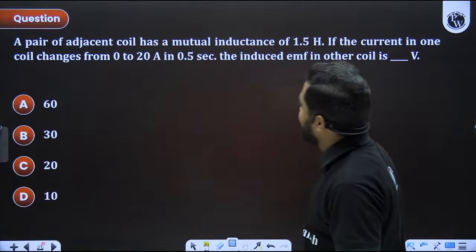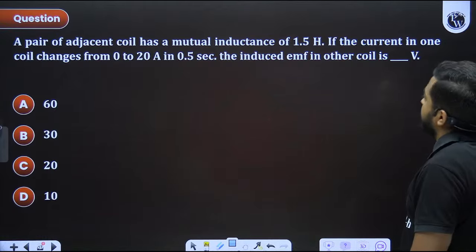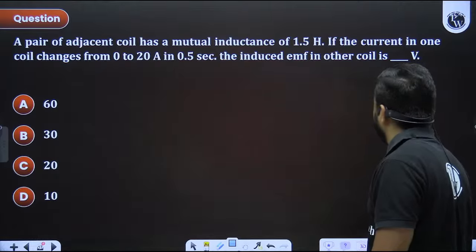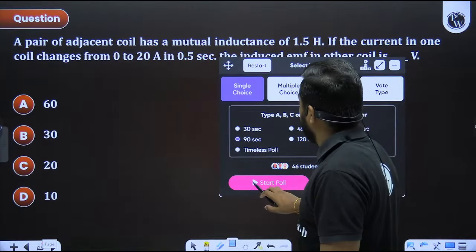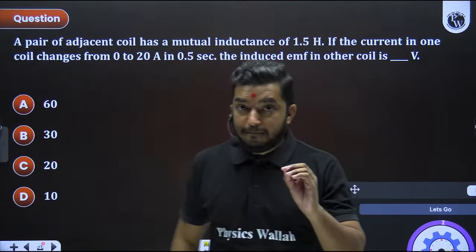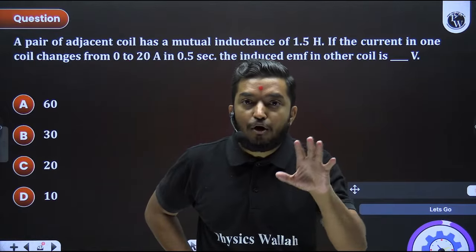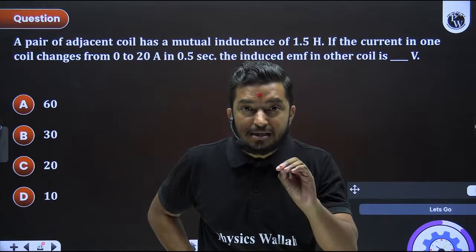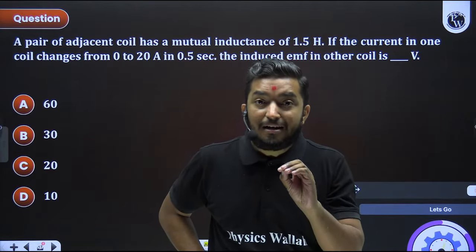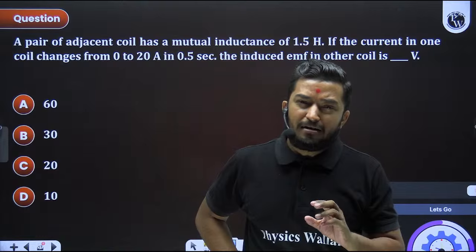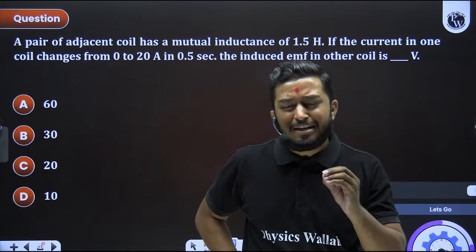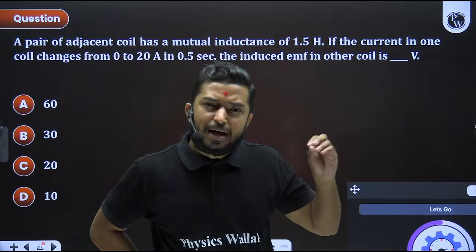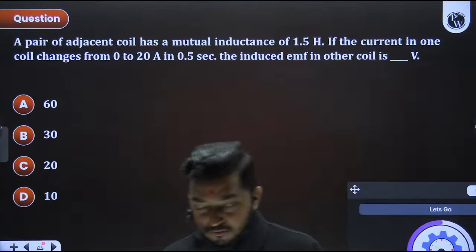A pair of adjacent coils has a given mutual inductance. The current in one coil changes from 0 to 20 ampere in 0.5 second. The induced EMF in the other coil is? By the data it looks like a complex MCQ, but if you try to remember the exact concept, the exact equation attached with this question, you can definitely solve it. It is a very easy MCQ. Just try to remember the exact equation suitable for this concept. Try once, dear, we can do it.